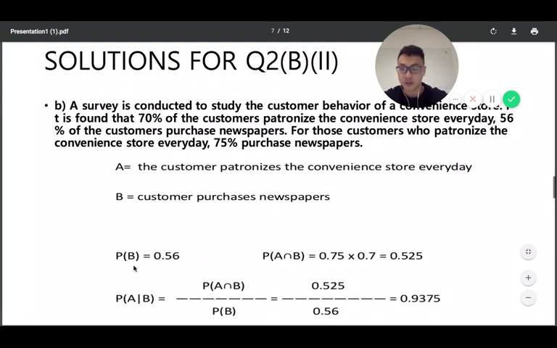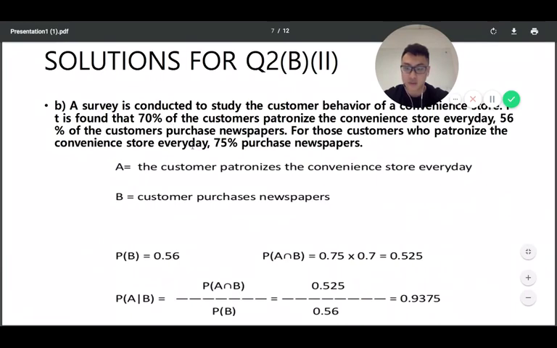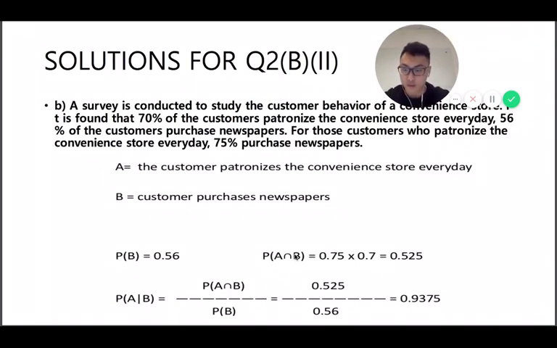You already know that the possibility of event B is 56%, and the possibility of intersection of event A and B equals 70% multiplied by 75%. That equals 52.5%. So the conditional possibility of A given B equals this, and it finally equals 93.75%.